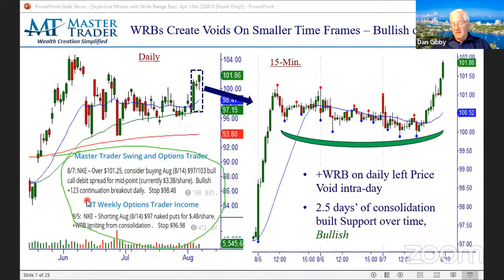Does that mean it can't gap down and hurt us the next day? Of course not. There's nothing you can do about adverse gaps, but it's such a high probability setup for bullish directional, and we took in 48 cents a share. And what that means is, hey, if I sell 10 of these contracts, $480 goes right into your brokerage account. And you have an obligation to buy Nike on or before expiration at the $97 strike price.